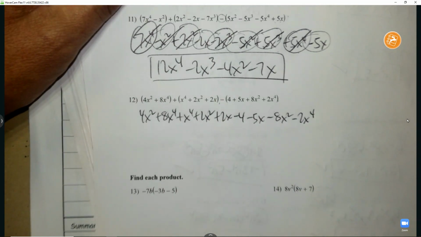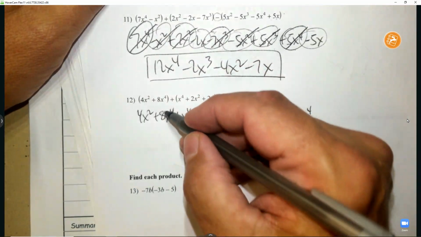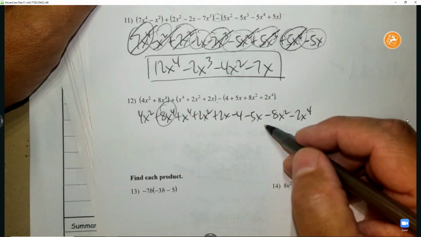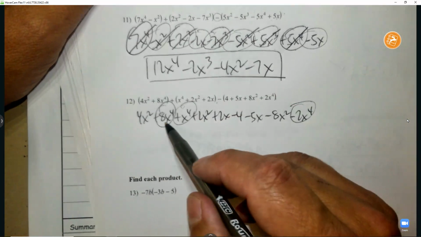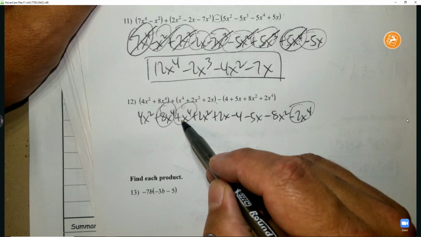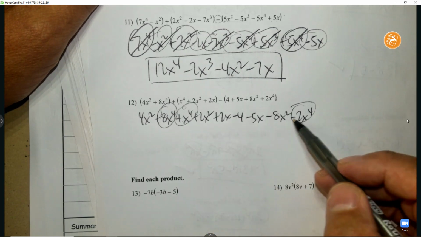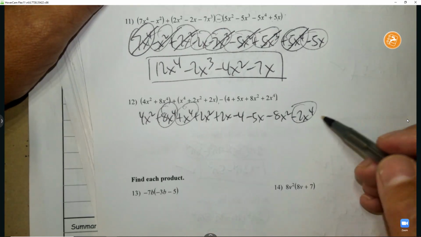Can you combine like terms? So the one with the biggest exponent, 8x to the 4th, negative 2x to the 4th. Oh, there's another one right here, 1. So negative 8 plus 1 is negative 7. Negative and a negative, you add them. So negative 7 and negative 2.